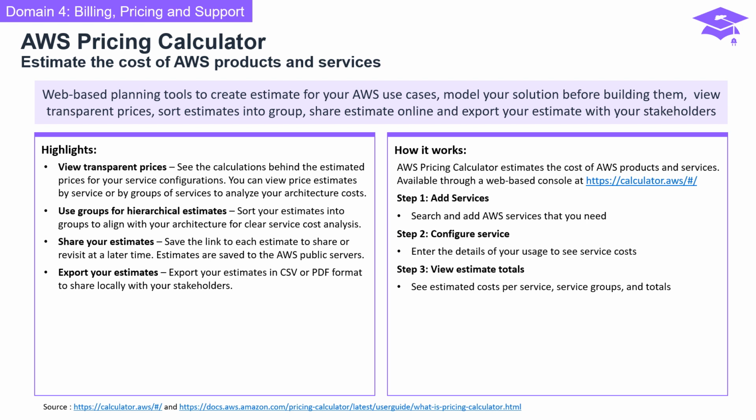To access the AWS Pricing Calculator, simply visit the web-based console at https://calculator.aws/#/. It's a user-friendly platform that empowers you to plan and estimate your AWS costs with ease.